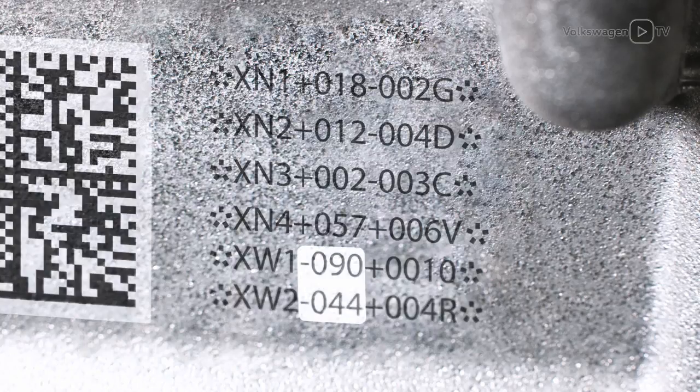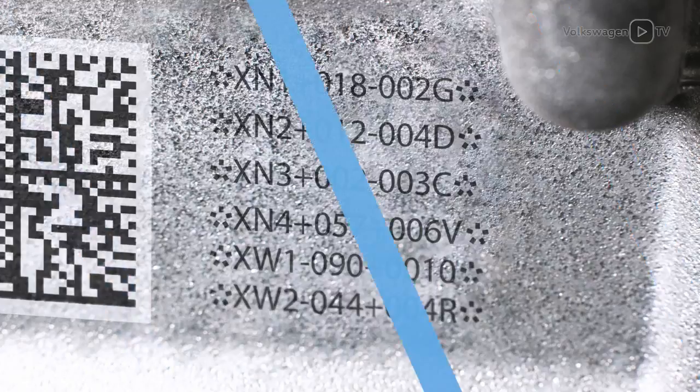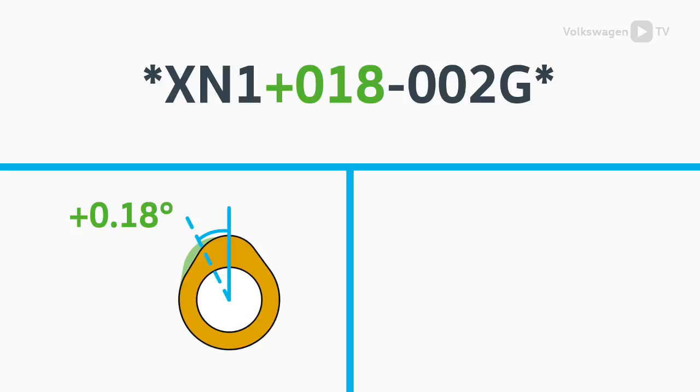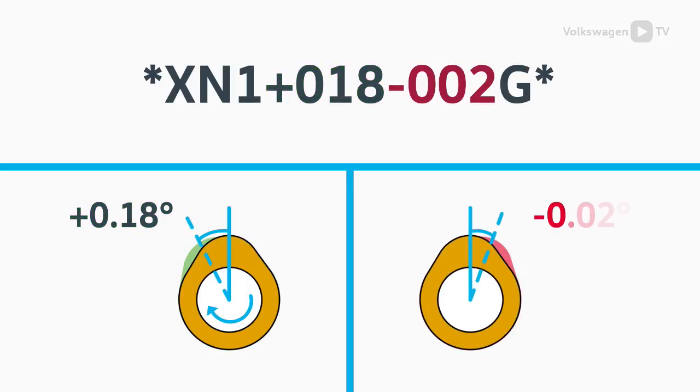The first value stands for the deviations of the position sensors. The second for the deviations of the sender wheels. Here's an example. In the first cylinder, the two inlet cams together have an average deviation from the nominal value of plus 0.18 degrees. Plus means that in the direction of engine rotation, the valves will open 0.18 degrees later. The average deviation for the two exhaust cams is minus 0.02 degrees. In this case, the valves will open earlier.